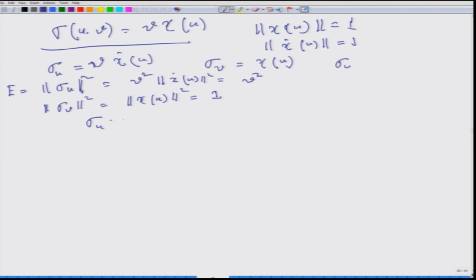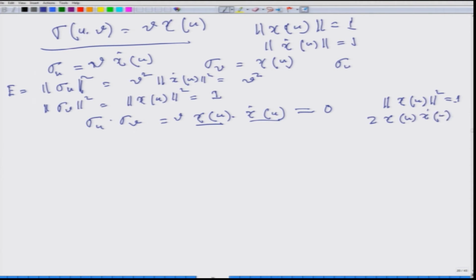Sigma u dot sigma v is v times the inner product of gamma u and gamma dot u, and this inner product is 0. Why? Because the norm of gamma u squared is 1, and if you differentiate, 2 gamma u dot gamma dot u is 0. So, the cross term is 0. So, F is 0, this is G. So, the first fundamental form for the cone becomes v squared du squared plus dv squared.